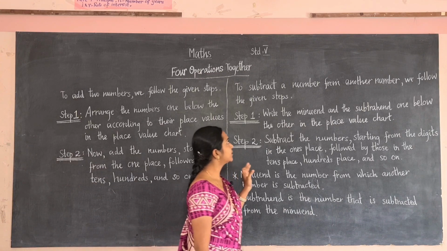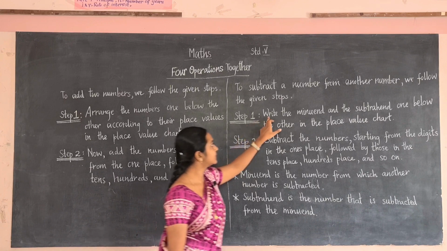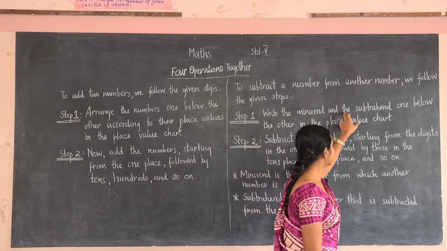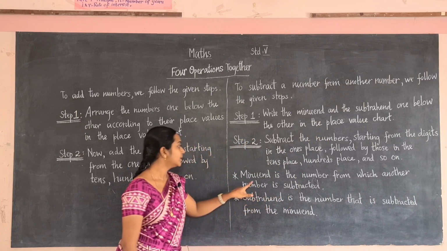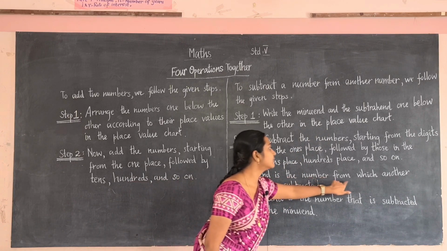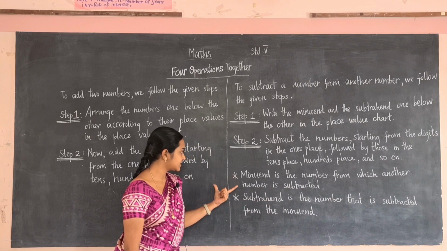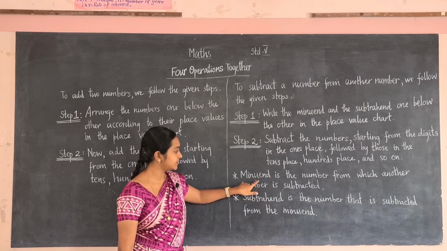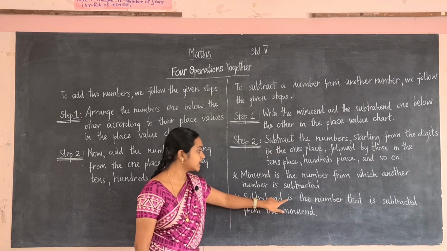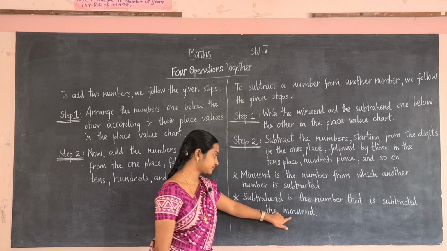Next we are going to learn about steps to subtract numbers. Step 1 is write the minuend and subtrahend one below the other in place value chart. Minuend is the number from which another number is subtracted. That is, while we are subtracting, the first number will be the minuend. That is, the largest number will be the minuend. Subtrahend is the number that is subtracted from the minuend.